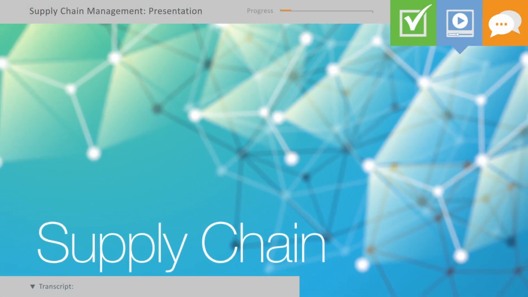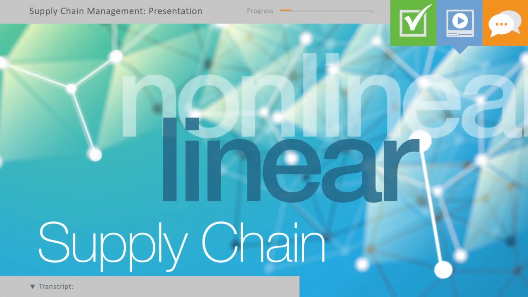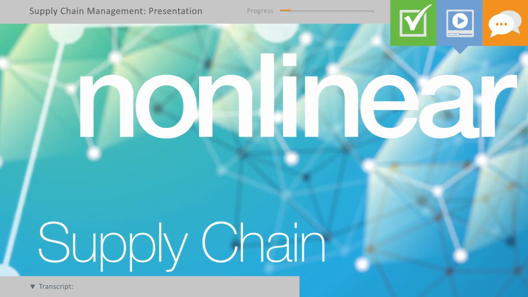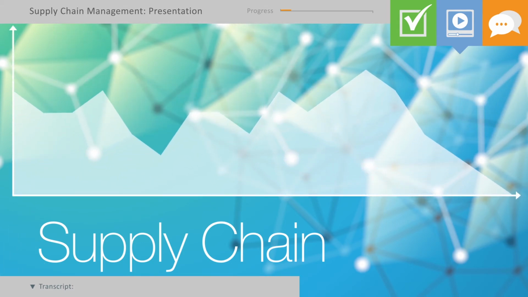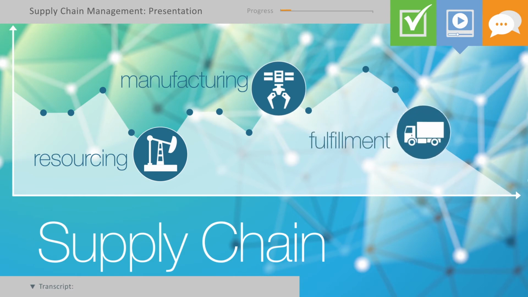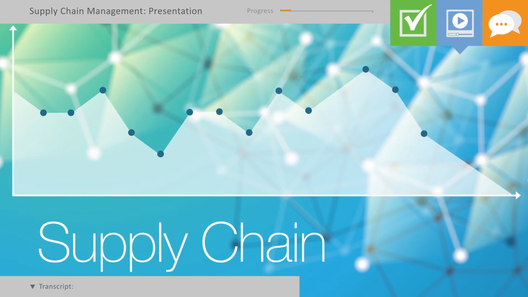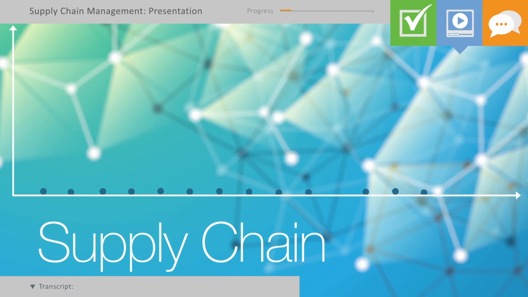The supply chain is a complex system linked by linear and nonlinear relationships. Each stage of the process is responsible for performing specific functions and generating important data that can directly affect performance, from resourcing to manufacturing to fulfillment. A breakdown in communication between the different parts of the supply chain can be costly.